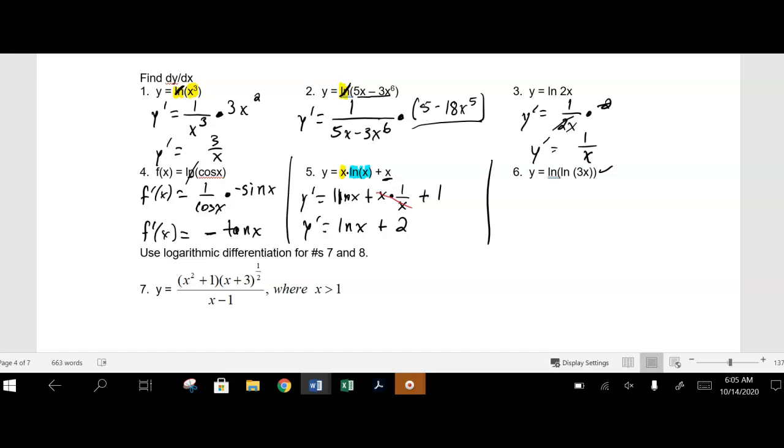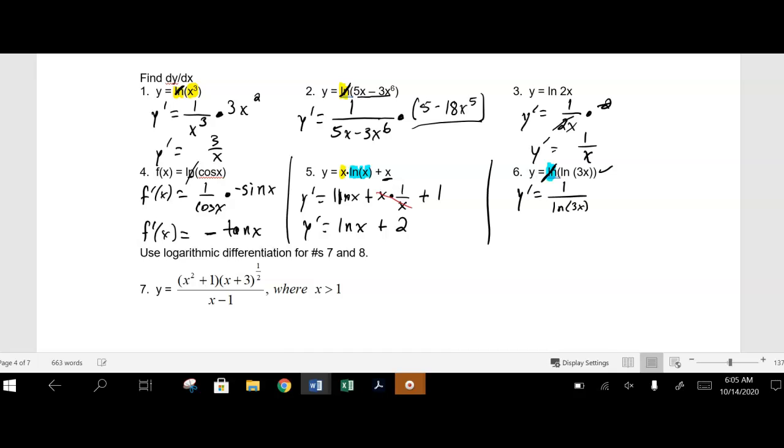6, chain rule. So when we go to take this derivative, what we do is just continue with the whole outside to the inside thought process. This natural log is the outermost term. Its derivative would be 1 over its inner term. So its inner term is the entire natural log of 3x. So once we've done that, we've taken care of this guy.